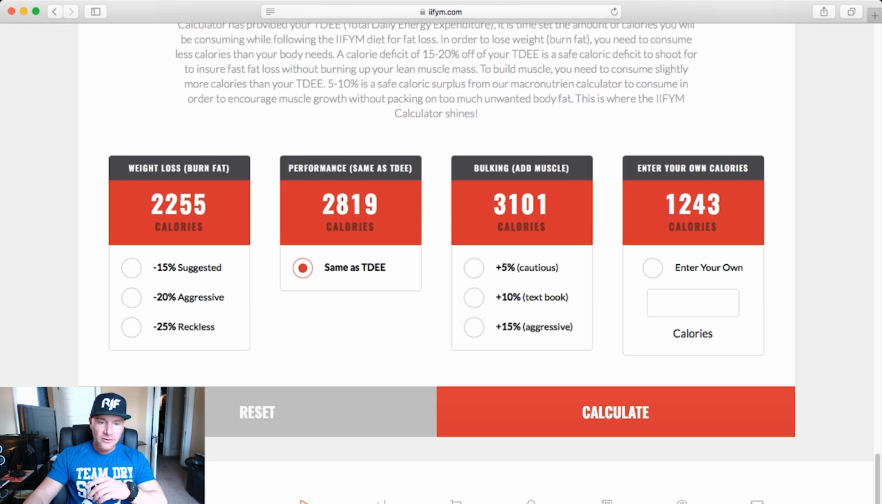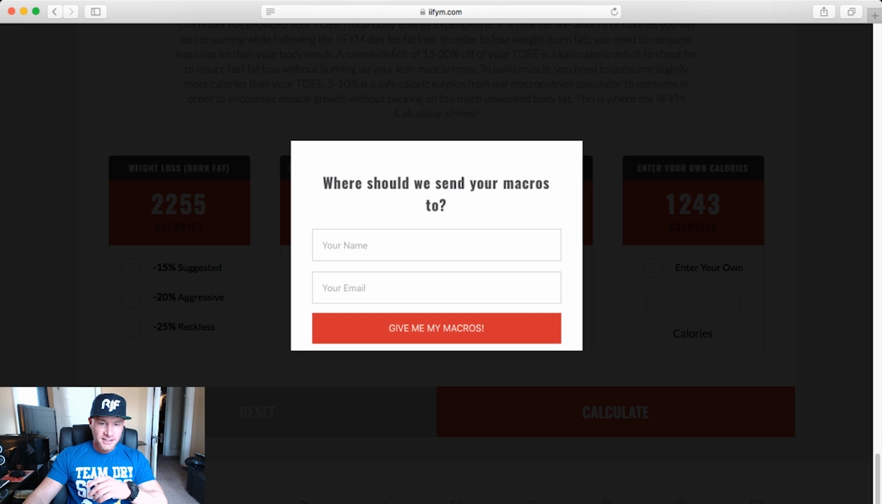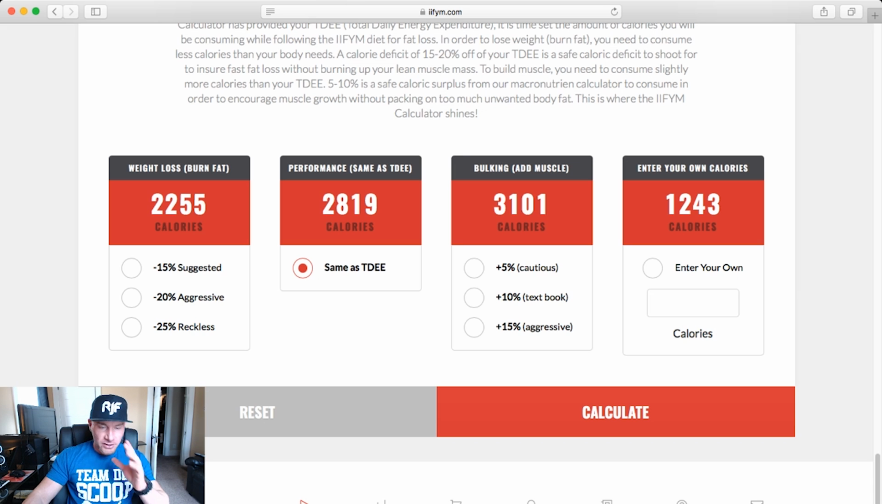Now you're going to see here when I go to calculate for macros, it's going to say, boom, what's your email address and all this stuff, and they want to charge you. So we're not going to do that. So here's where we're going to open another site. So we know our total daily energy expenditure is 2,819 calories. So I'm going to copy that. Then we're going to open a new tab.